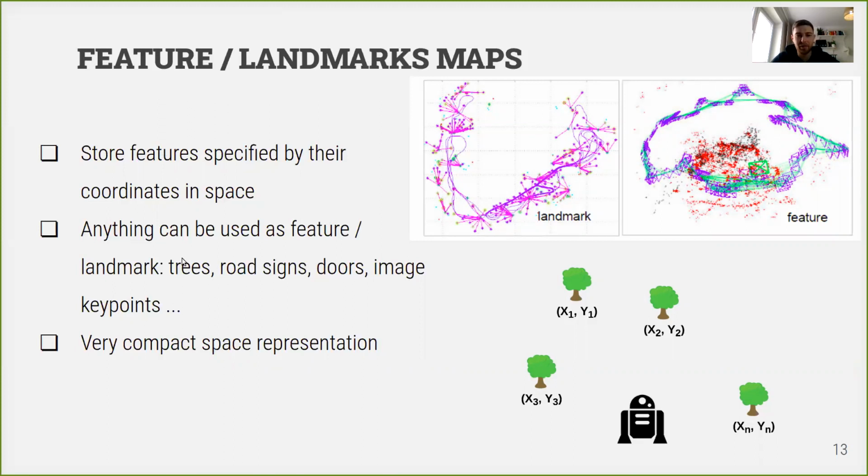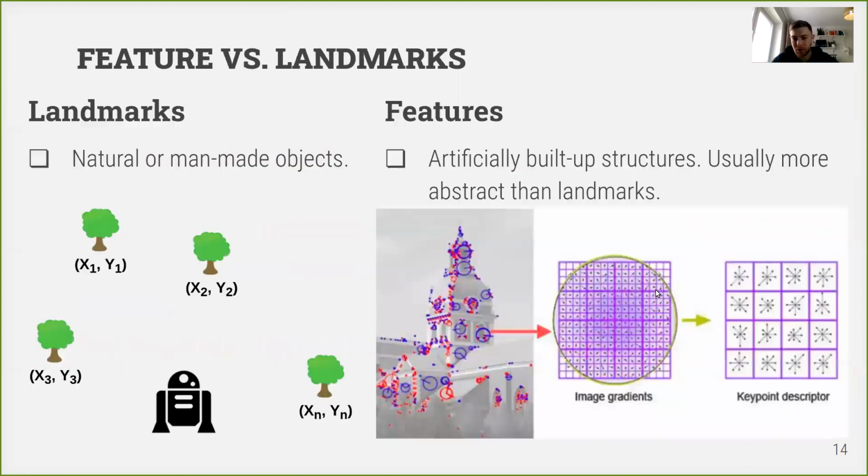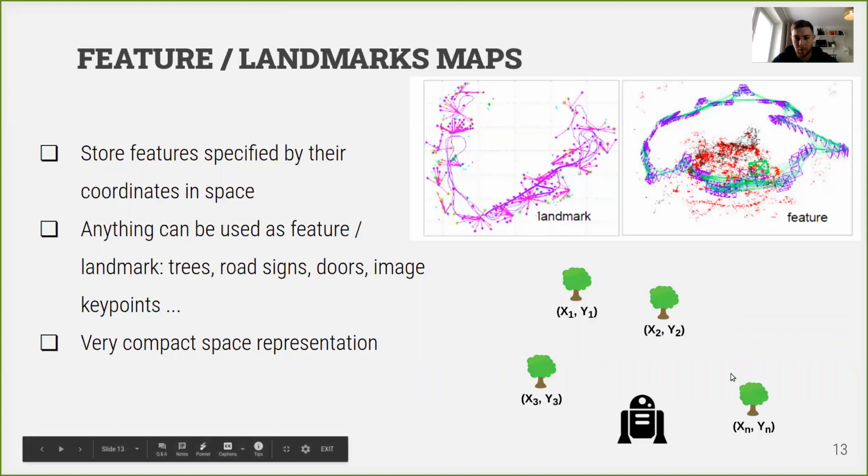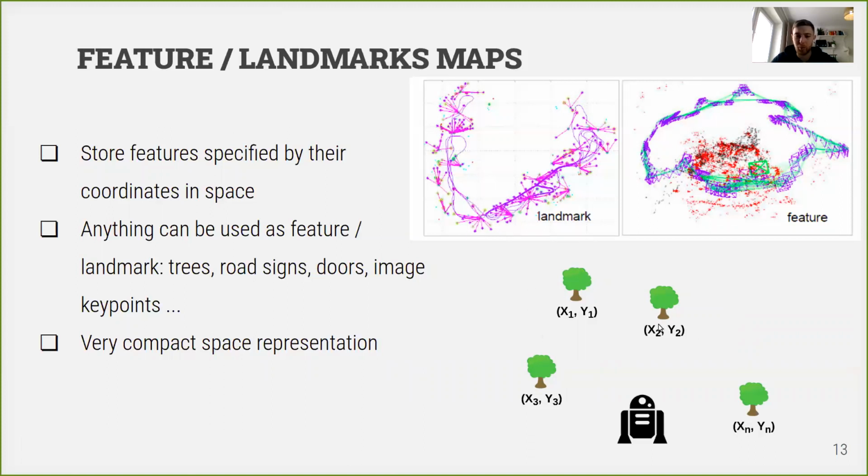For example, if we have a computer vision algorithm which can recognize trees, trees can be our landmark. So we can detect trees and distinguish them somehow. We can say that tree number 1 is different from tree number 2, and we can reliably recognize one from another. So trees can be our landmark.